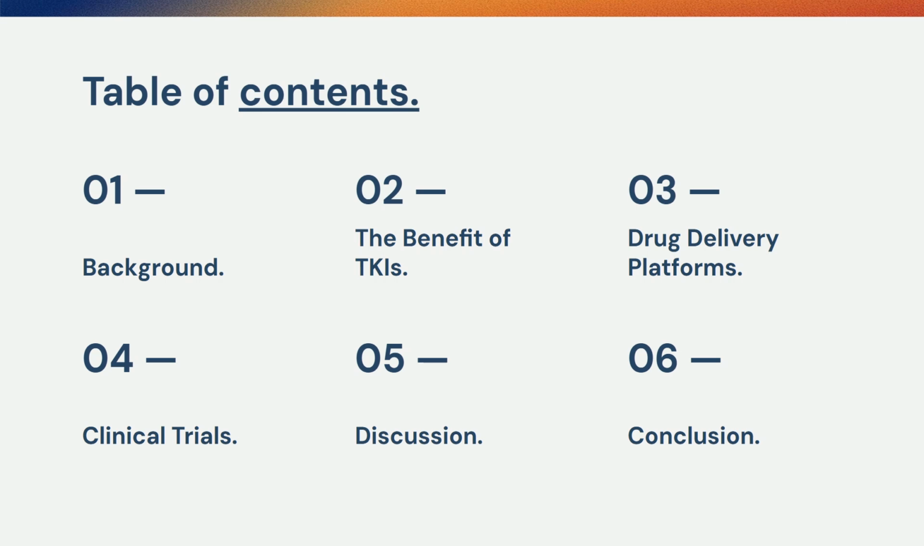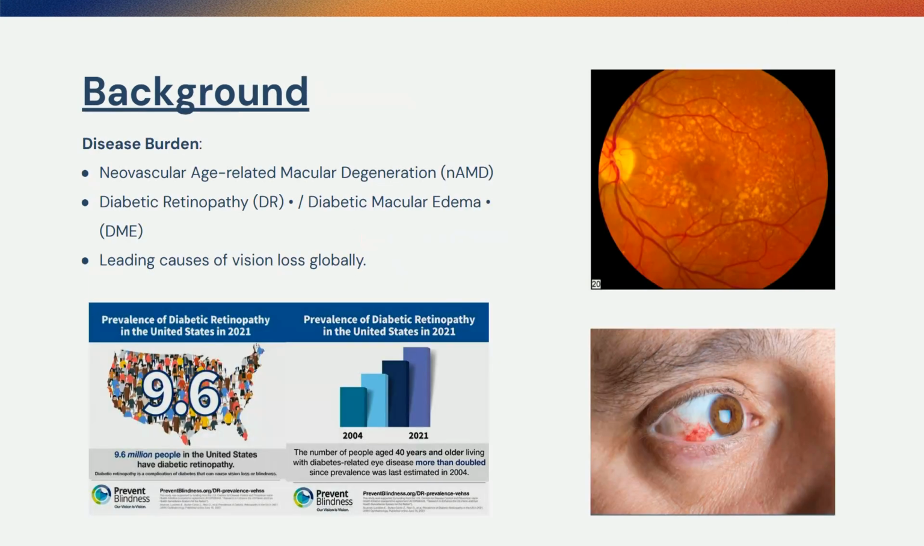Okay, so I will just give you a little bit of background, talk about the benefit of tyrosine kinase inhibitors, and Dr. Omar will delve deeper into drug delivery platforms and recent clinical trials. All right, so starting from the why, as you all know, vascular retinal diseases like diabetic retinopathy and diabetic macular edema, these are major causes of vision loss, and like any other diabetic complications, they are rising year over year.